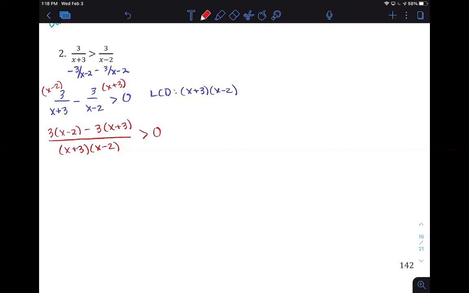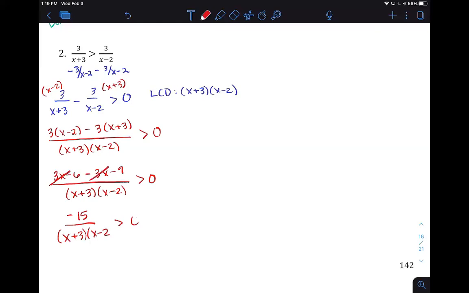Okay, so distribute. So we have 3 times the quantity of x minus 2 gives us 3x minus 6. Negative 3 times the quantity x plus 3 gives us negative 3x minus 9. All over x plus 3 times x minus 2 is greater than 0. Combine like terms in our numerator. So 3x minus 3x, 0, cancel. And what's negative 6 minus 9? Negative 15 over x plus 3 times x minus 2 is greater than 0.